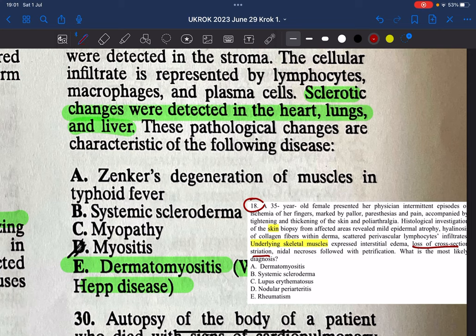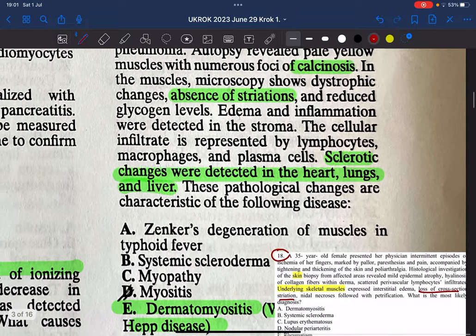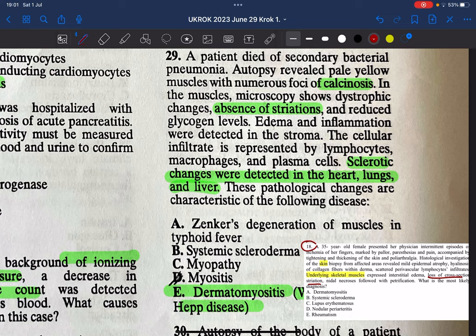Here they are saying about sclerotic changes. So in my opinion, this should be dermatomyositis, or inflammation of the muscles and the skin, because as I revised also a pathomorphology book, I also saw that in the description of dermatomyositis there was calcinosis, there was absence of striations of the muscles, and sclerotic changes. But the answer can be different. So if you have a suggestion about another answer, and if you find something else, let me know, please.